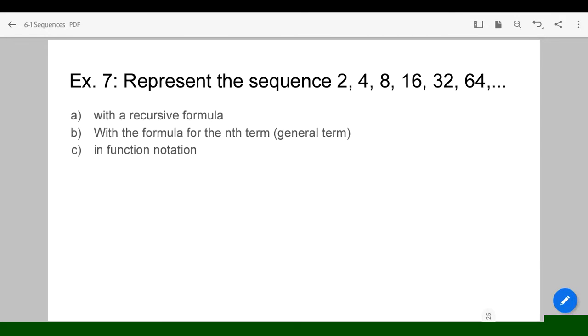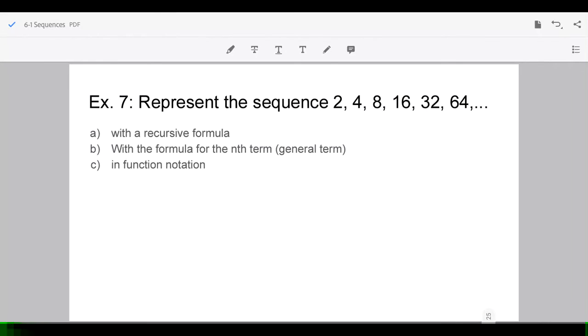Alright, I knew I was going to get cut off on the last one, so I decided to start one last video. We have 3 more examples I'd like to get through, and then we've covered all you need to know about sequences. So here's a sequence, 2, 4, 8, 16, 32, 64, and we need to represent it with a recursive formula, with the formula for the nth term, or the general term, and in function notation.